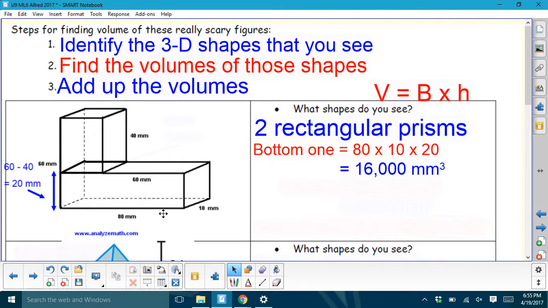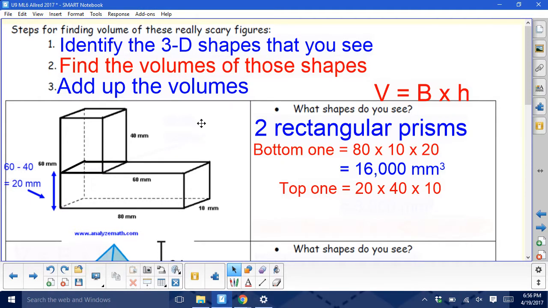In order to find the volume of the top rectangular prism, I did 20 times 40 times 10. But Mr. Allred, where did 20 millimeters come from? I know. It came right here. I knew that this whole distance across the bottom was 80 millimeters, but I also knew that this whole distance from here to here was 60 millimeters because the problem told me so. So again, use some common sense and some subtraction and figure out this front distance right here on the front of that prism is 20 millimeters, 10 millimeters across the width, 40 millimeters tall. When I did 20 times 40 times 10, I got 8,000 millimeters cubed. What do you think I should do next?